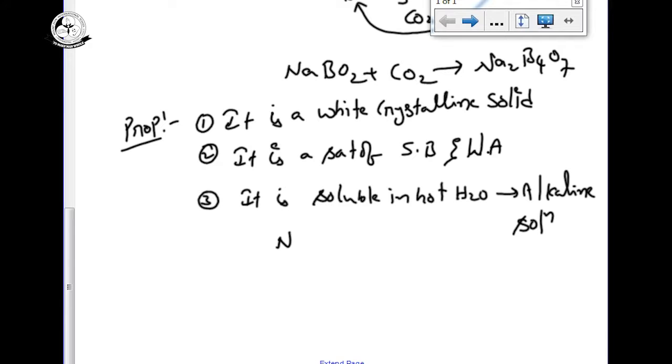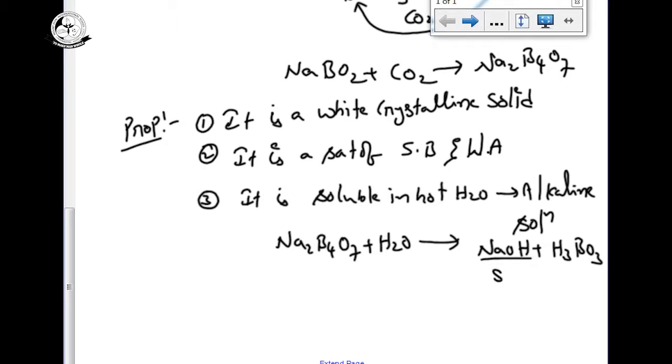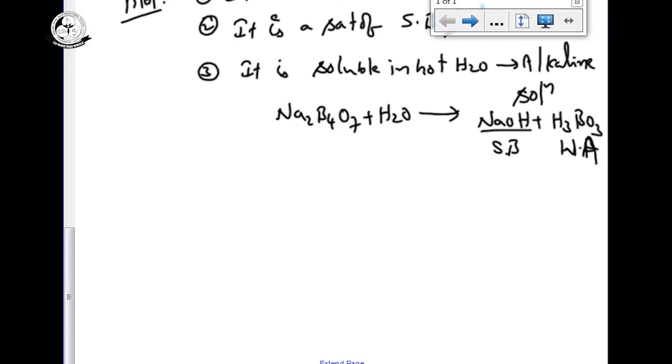Na2B4O7 on reaction with hot water gives an alkaline solution: NaOH plus H3BO3. We are getting a strong base, sodium hydroxide, and orthoboric acid, which is a weak acid. Borax is a salt of a strong base and a weak acid.